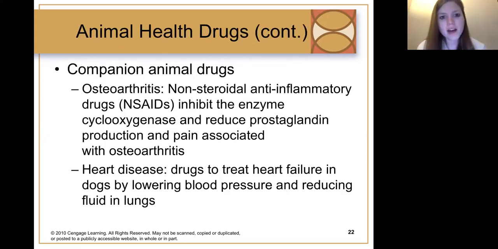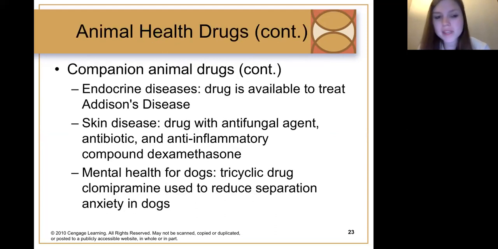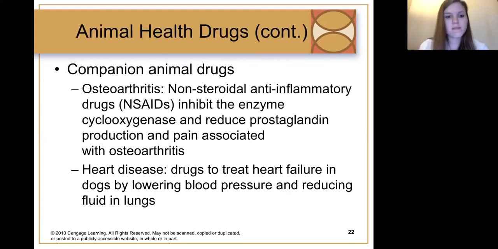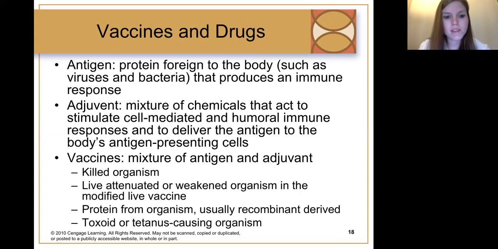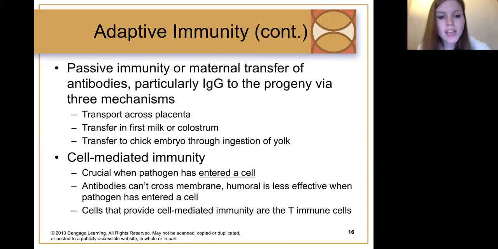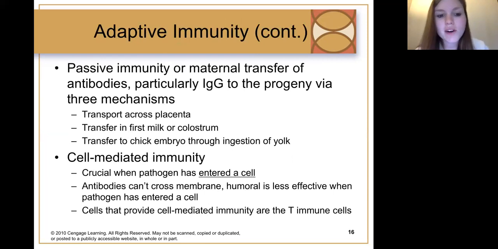Then we talked about a lot of different approaches to combat disease. I'm skipping around to make sure I'm not missing anything. I'm not going to ask you about the different immunoglobulins because that's too much. Passive immunity is the maternal transfer of antibodies, mainly through the colostrum. That's probably going to show up somewhere because we've talked about colostrum a lot, especially on your old exams.